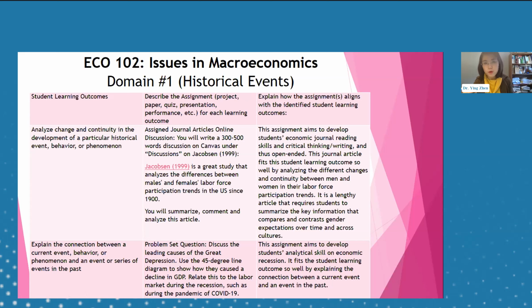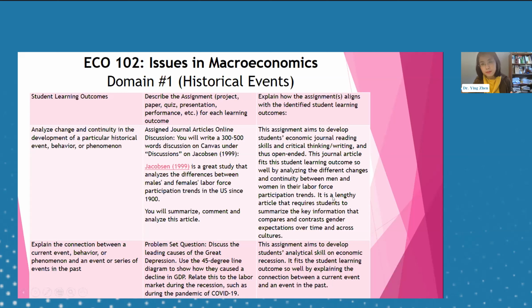It's a very, very organized paper, but I encourage students to summarize it, make comments, and also analyze this article and explain how the assignment aligns with the identified student learning outcomes. So here I just wrote, this assignment aims to develop students' economic journal reading skills and critical thinking and writing. It's an open-ended assignment. And this journal article fits this student learning outcome very well by analyzing the different changes and continuity between men and women in their labor force participation trends.